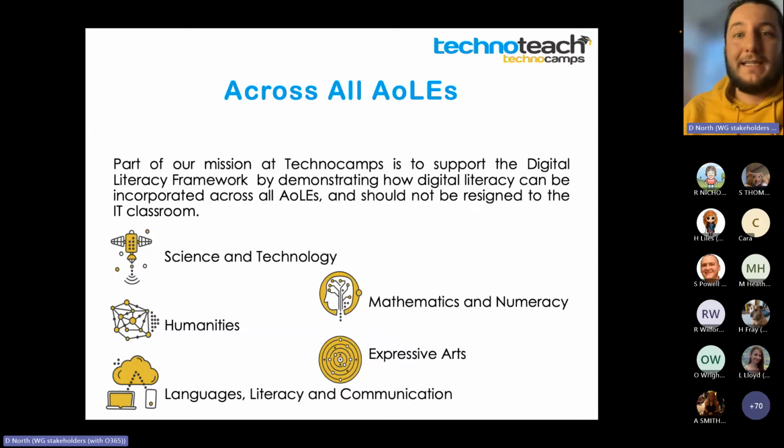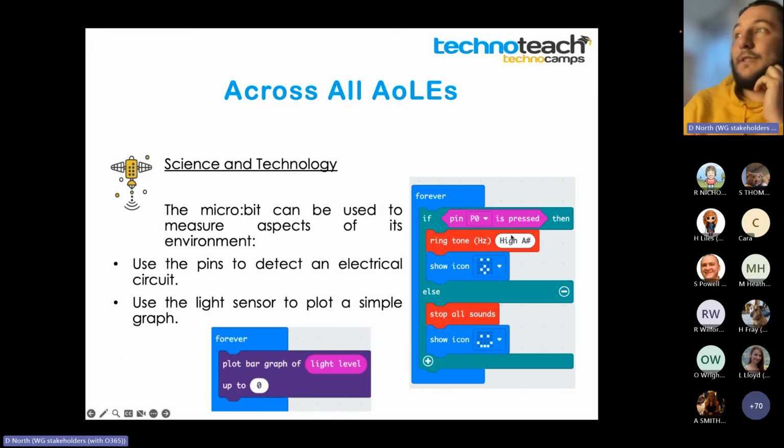So I just want to show you a couple of examples that we have in our workshops of using the microbit across different AOLEs. So some examples that we use in science and technology. As I mentioned at the start, you can use the pins on the microbit to detect an electrical current. So a simple bit of code here, checking if pin 0 on the microbit has been pressed. And if it does, it shows one icon and plays a tone.